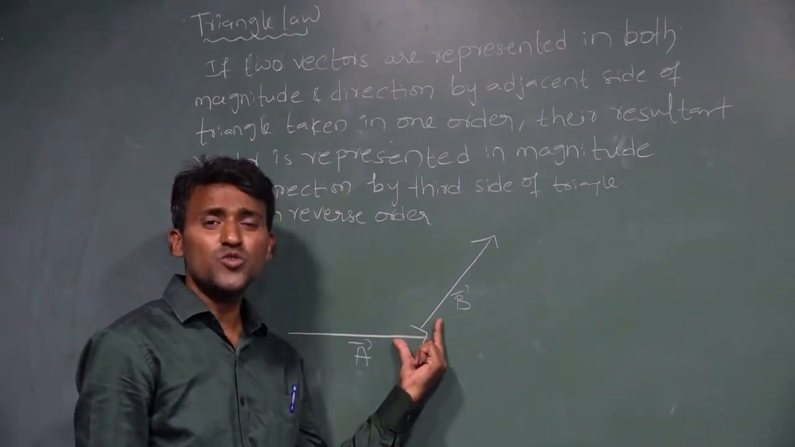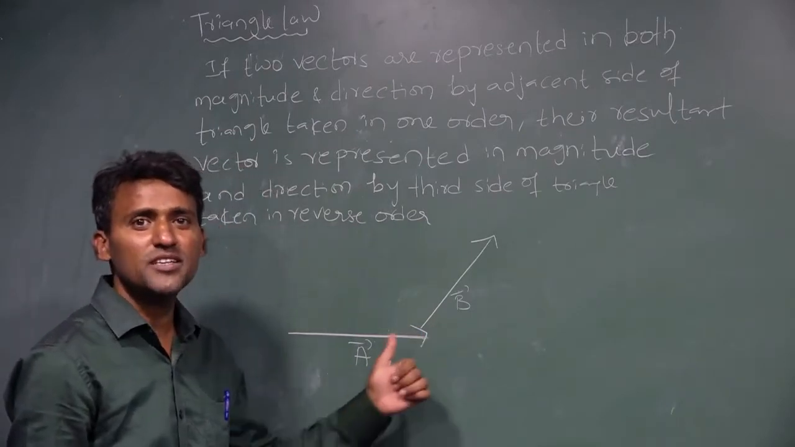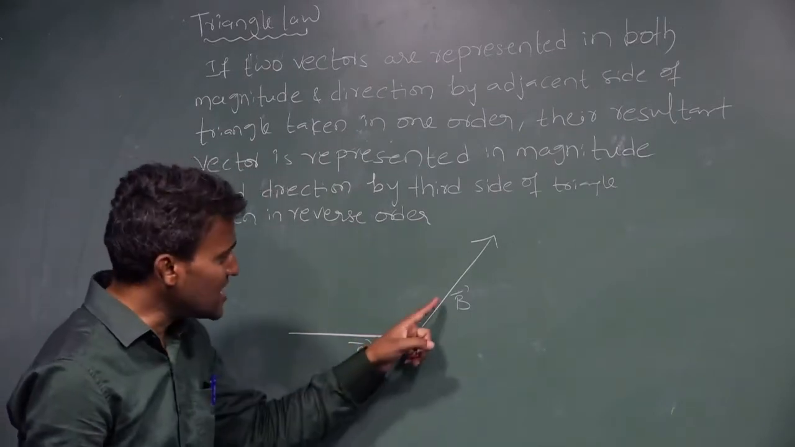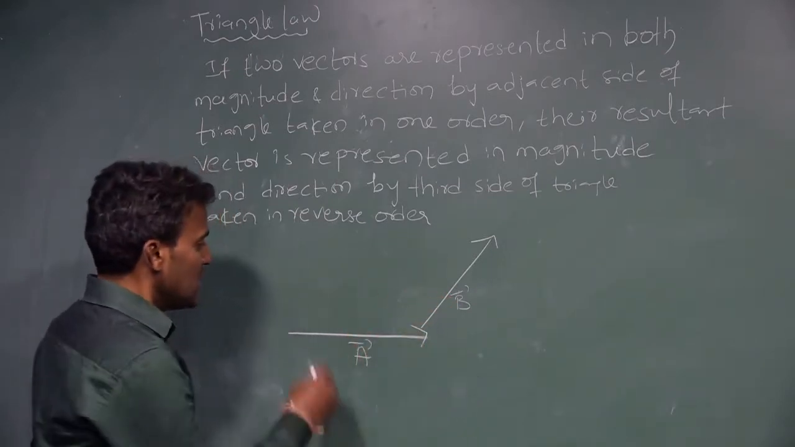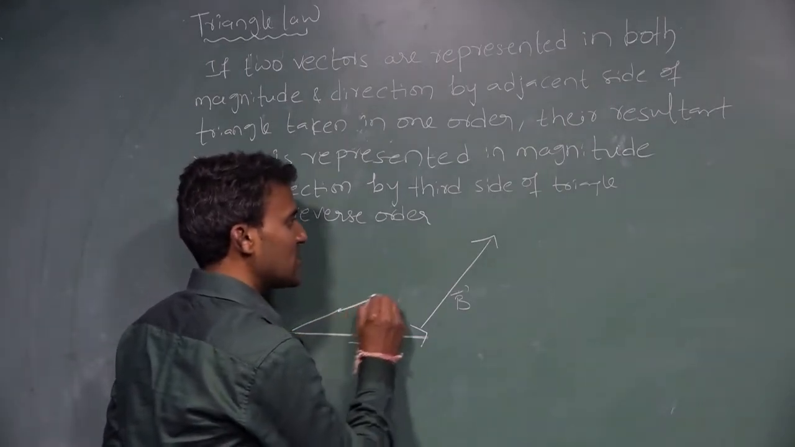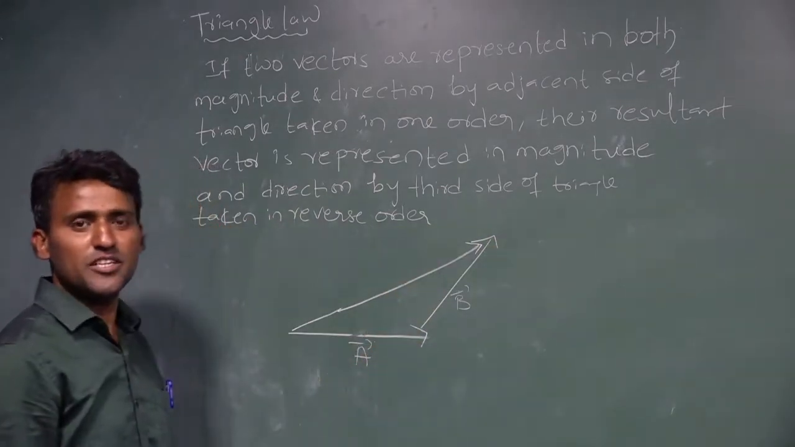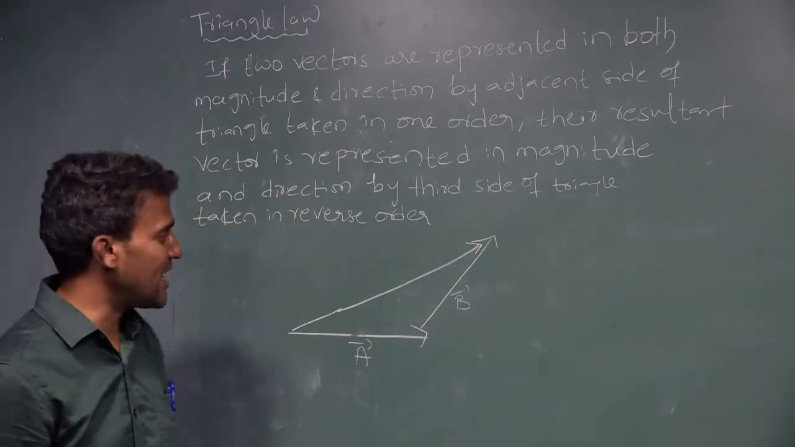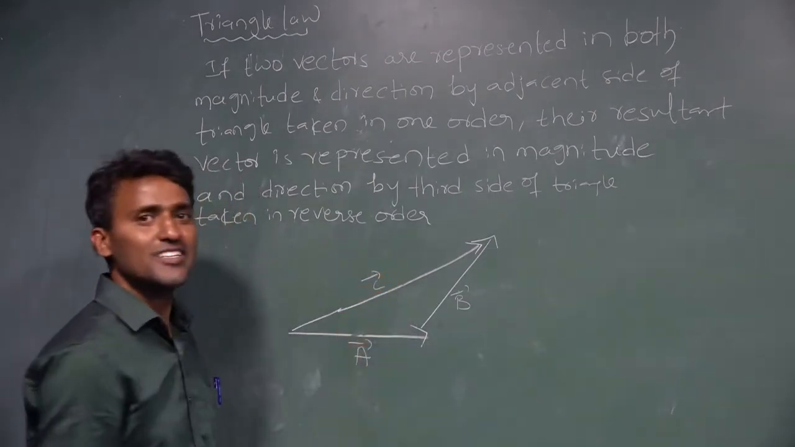These two represent the two sides of the triangle. The resultant of these two vectors is the closing side of the triangle, and it is represented in both magnitude and direction. So this is the resultant vector.